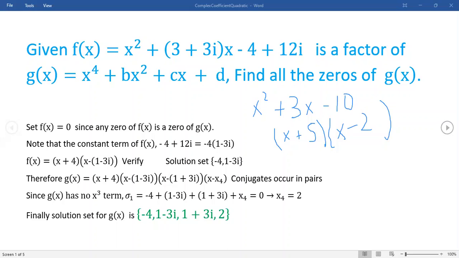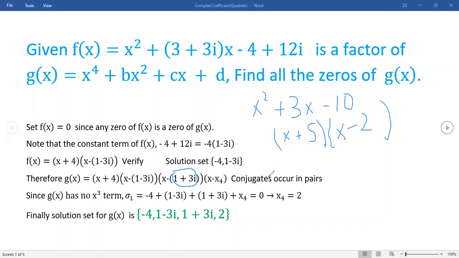All right, so that's why when we go down to g here, we still have all of these zeros, 4 and 1 minus 3i, but we also added this extra zero, right? Now notice this wasn't part of this solution set, but it has to accompany 1 minus 3i. And that's what really makes this thing fly. The conjugate pair result is what makes this kind of an easy problem.